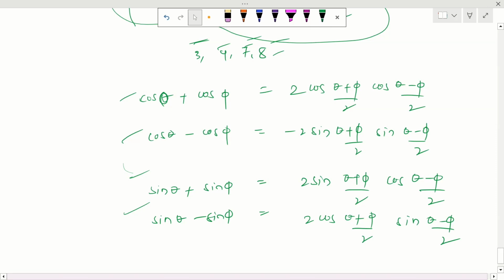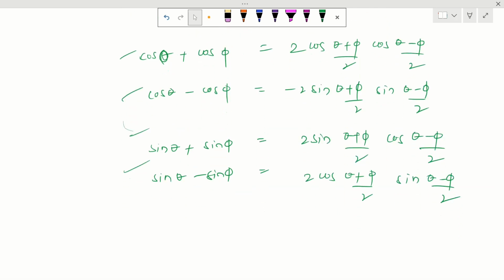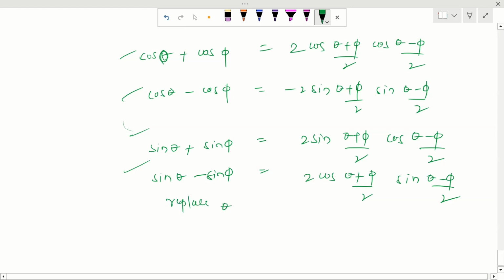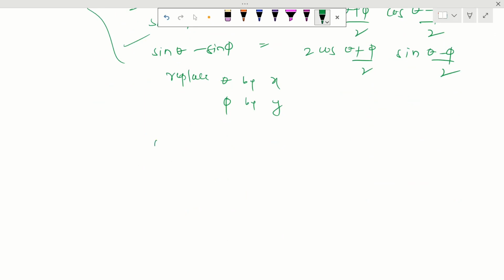Now we have to replace theta by x and pi by y in these new equations. I am writing here: then it is cos x plus cos y, which is 2 cos of x plus y by 2 times cos of x minus y by 2.